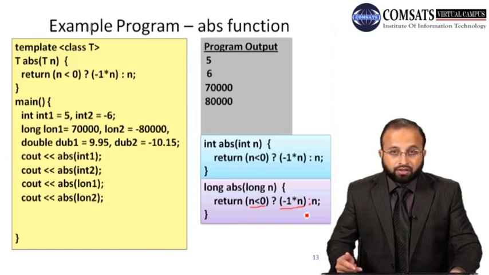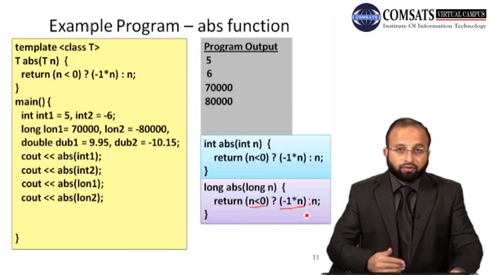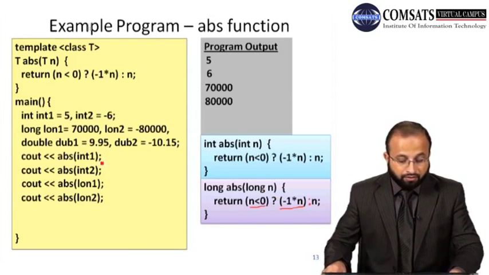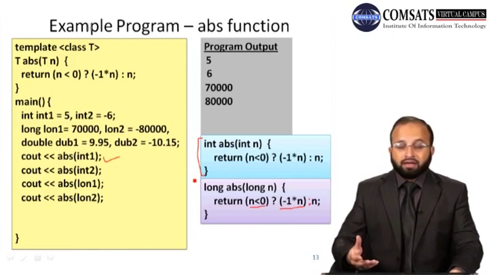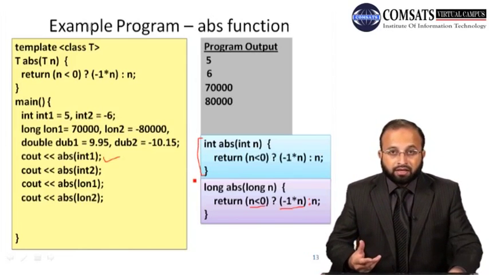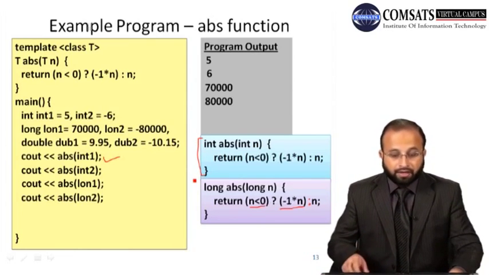So two versions of the ABS function have been instantiated. Now anywhere in the program, if you pass an integer value, it uses that function definition. Okay, it will use this same function definition. It will not instantiate a new function again for integer, it will not instantiate a new version of it.